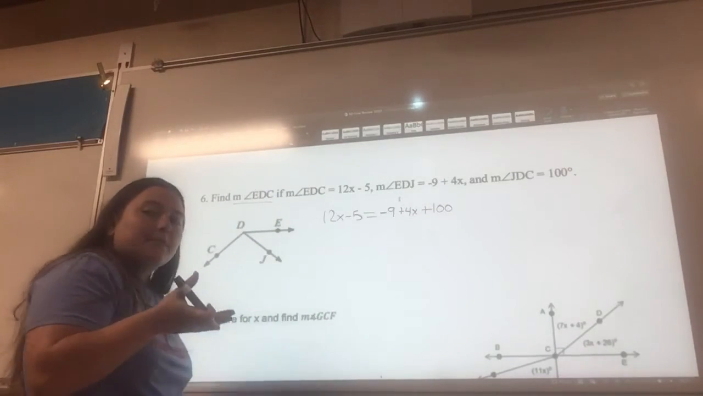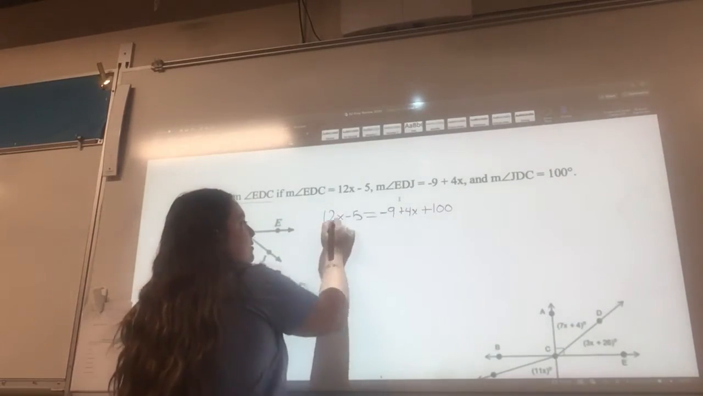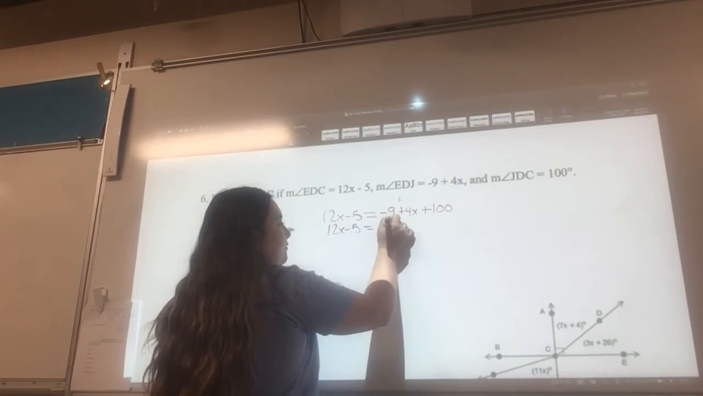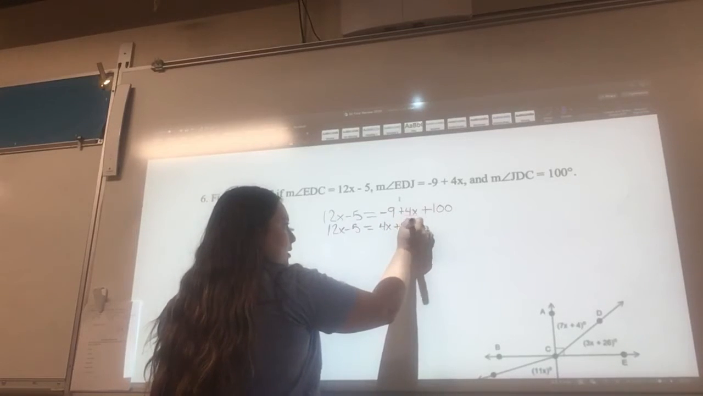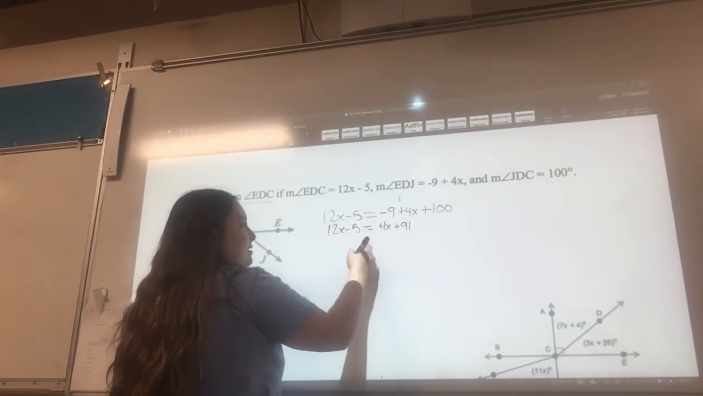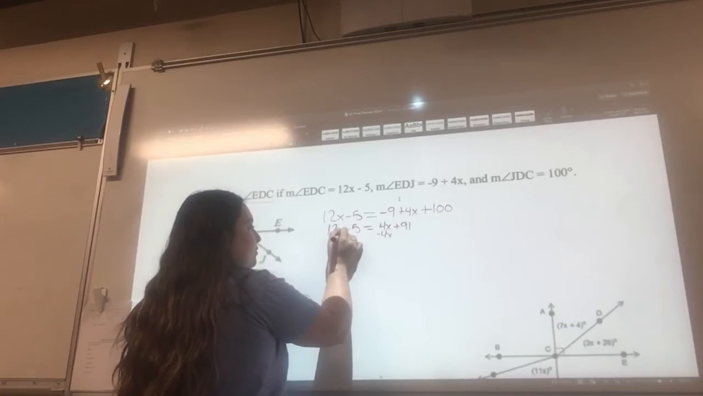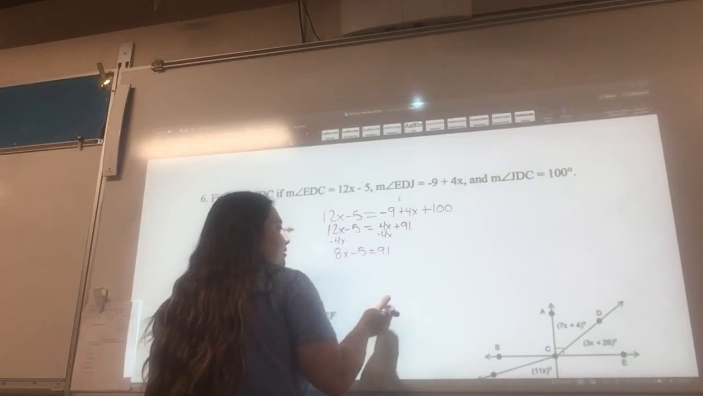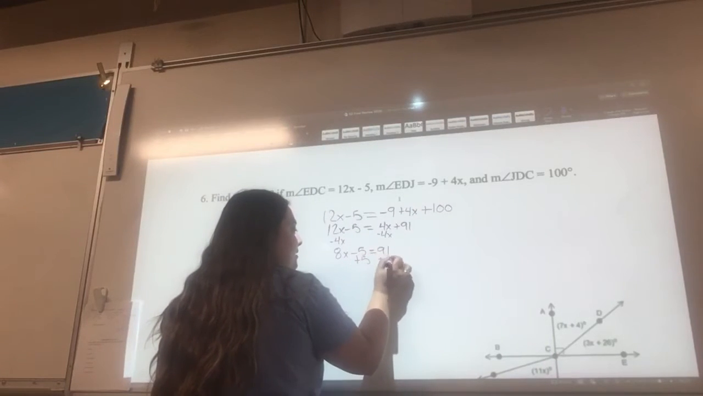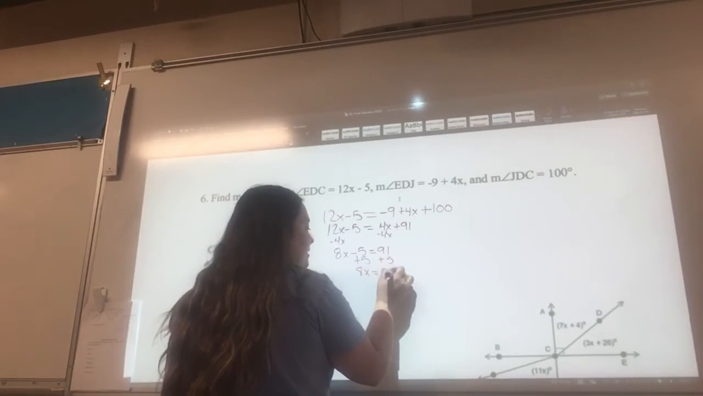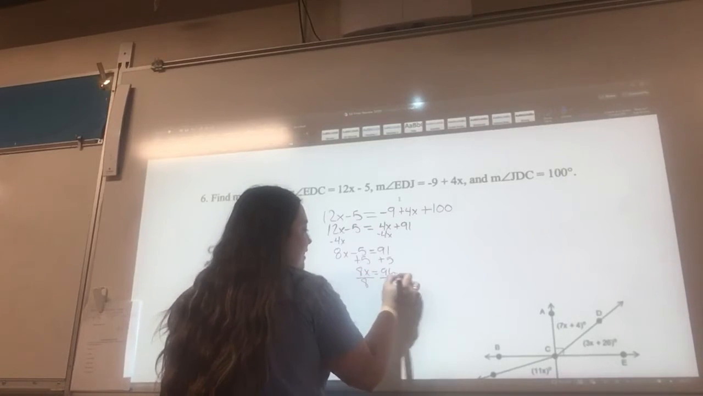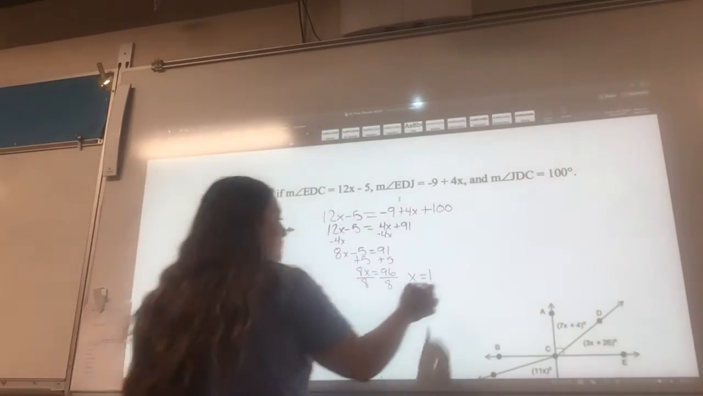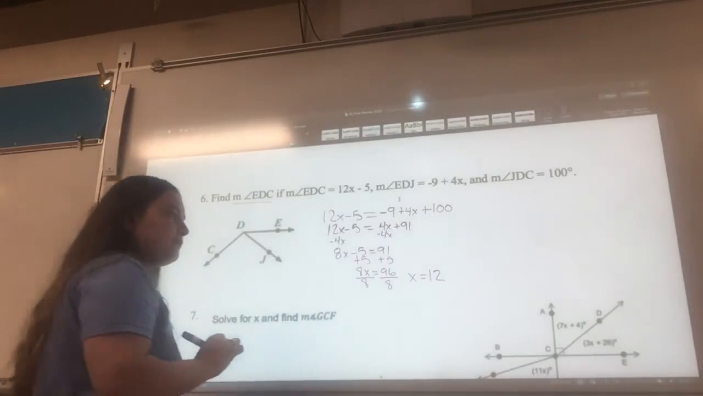Now we're just multi-step processing, getting what x equals. So I'm going to leave this side alone. Negative 9 plus 100, we're going to get 4x plus 91. Moving x's first, minus 4x, minus 4x. We get 8x minus 5 equal to 91. We're going to add 5 to both sides, where 8x is equal to 96. We then divide by 8. So x equals 12. Sweet, x is 12.